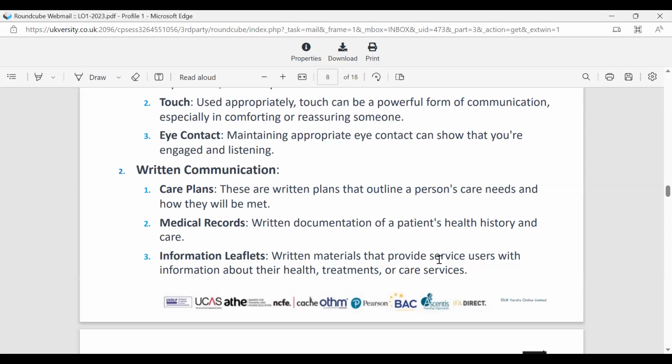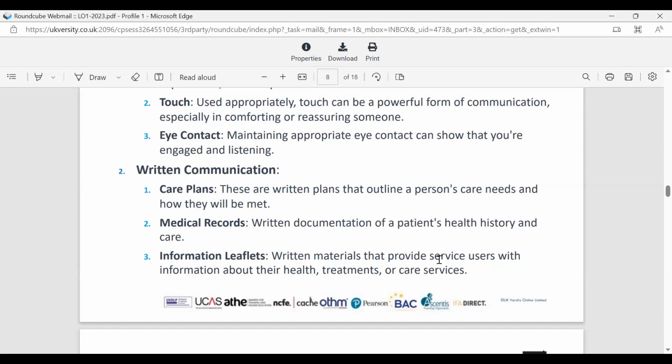Also, a written form of communication is medical records. This is written documentation of a patient's health history and care, and you should know that as a healthcare professional. It's very important you know their medical records, because you need to identify if they have any allergies to medication, if they are able to have the medication, or if there are any other issues around that. So you need to identify that.